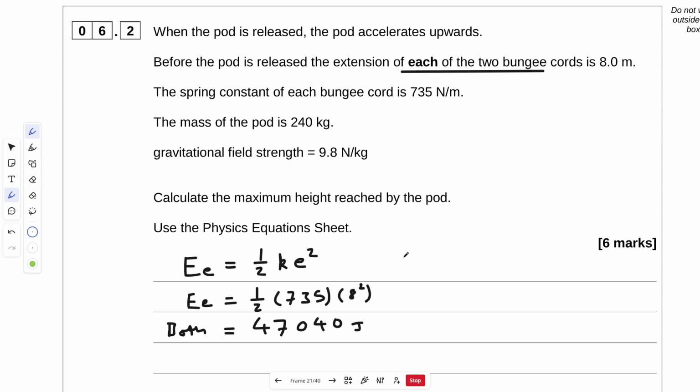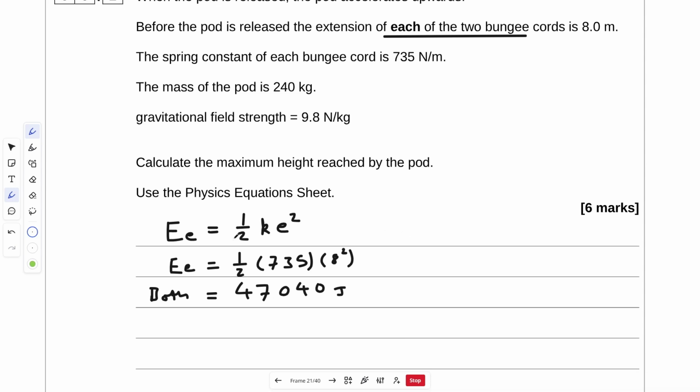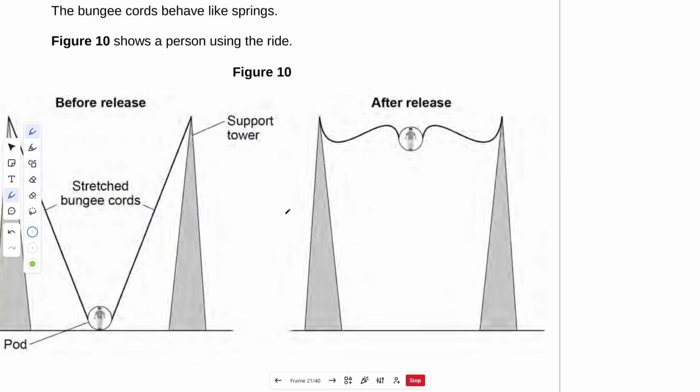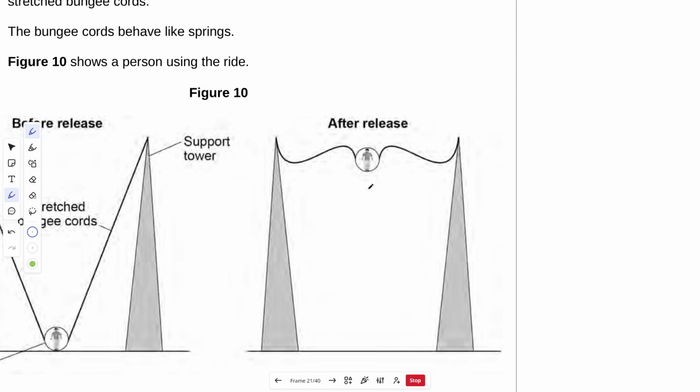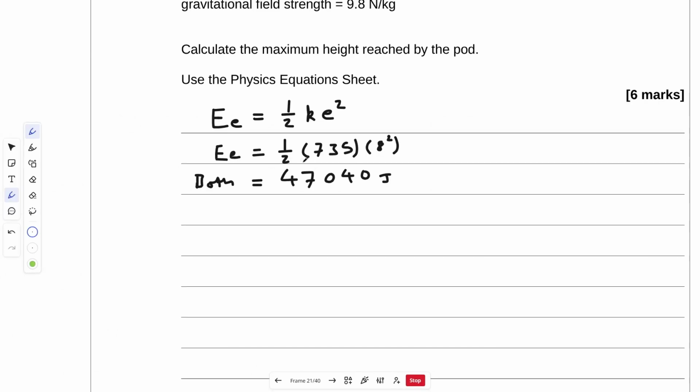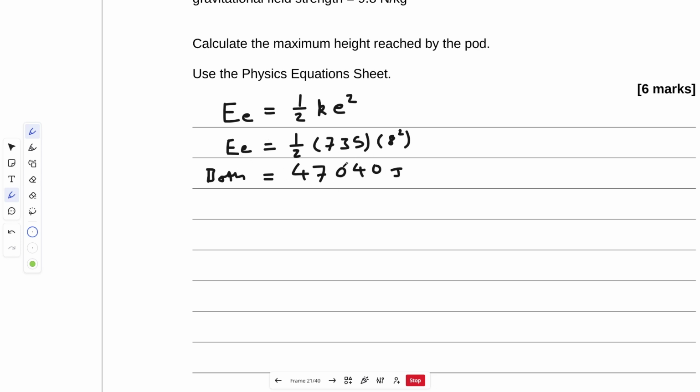The next part of this question is going to be to calculate the maximum height reached by the pod. Now, in order to do that, we need to understand what's actually going on here. Like we alluded to earlier, this elastic potential energy is going to be converted fully into gravitational potential energy at its maximum height, because there will be no kinetic energy, as it will not be moving at its maximum height. It moves, slows down, reaches its maximum height where it's not moving at all, and then it falls back down to the ground. Using this reasoning, we can state that this energy should be equal to the gravitational potential energy at max height.